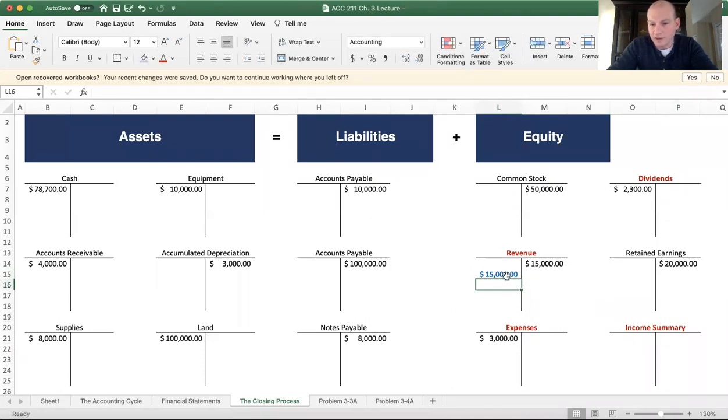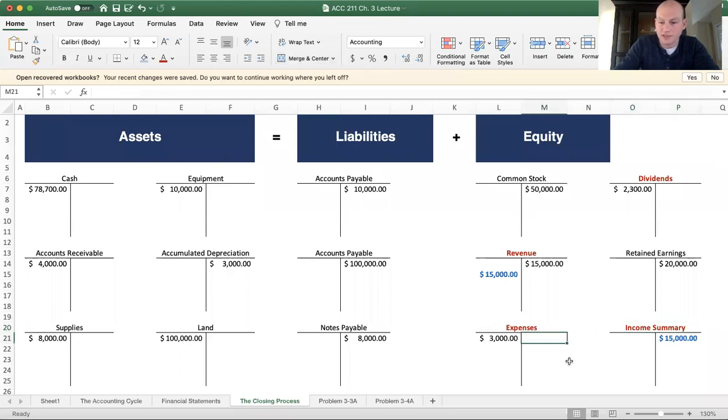And then, so we have a debit, so we have to have a credit. So it's going to go over to our income summary account. So income summary is an account that shows up at the end of the month. It shows up for the closing process, and then it's going to leave immediately after that. Okay. And so that's the reason for the income summary account.